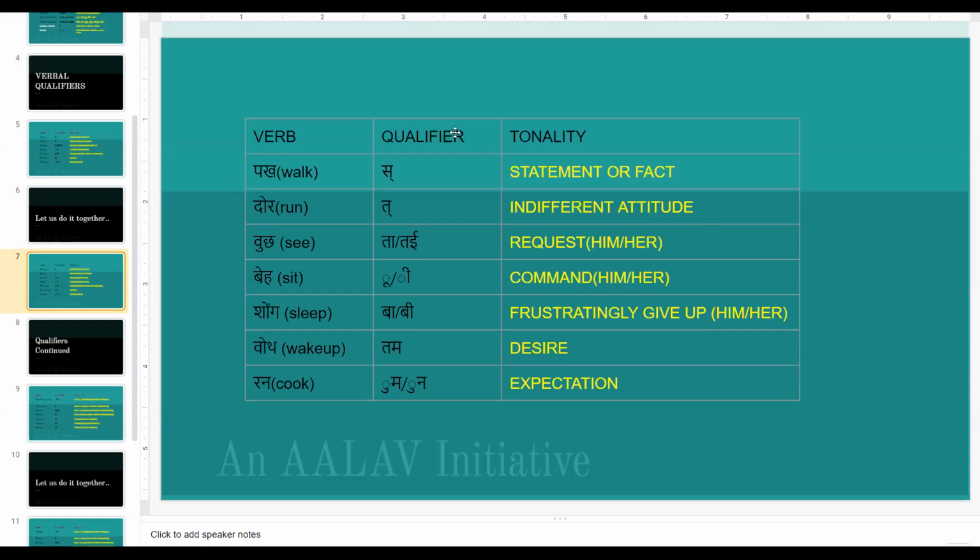Gunjan. So which is the verb? Gunjan, which is your verb? So what will you add? Tonality, qualifiers? Gunjan, can you hear us? Hold on, I think Gunjan is having some problems. Hold on. Dad, Gunjan Didi's microphone is not working.